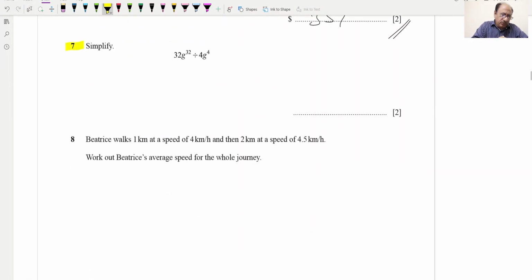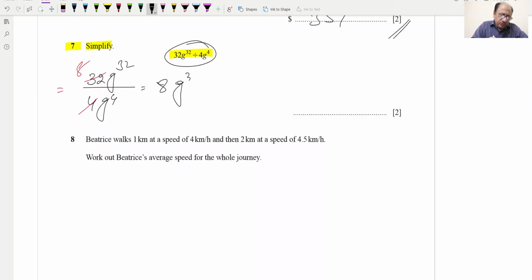Now question number 7, we need to simplify this expression, so we can rewrite it as 32g raised to the power 32 divided by 4g raised to the power 4, and this 4 can be cancelled with this 8, and then we can rewrite it as 8g raised to the power 32 minus 4, and by the indices rule we have applied over here, this will be equal to 8g raised to the power 28. So this will be our final answer, 8g raised to the power 28 for 2 marks.